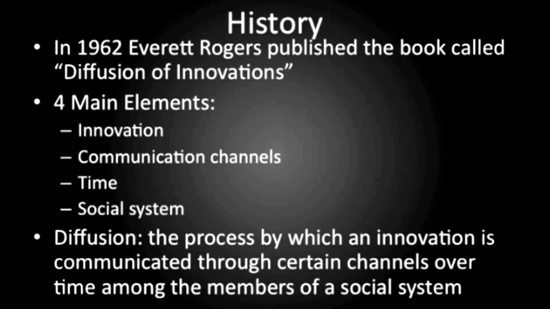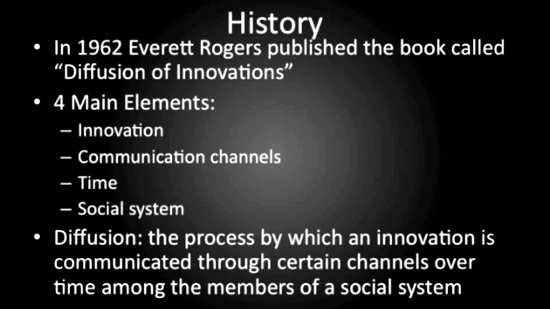The book proposed four main elements that influence the spread of a new idea. Those including innovation, which is an idea, a practice, or an object that is perceived as new by an individual or other unit of adoption. Communication channels, the means by which messages get from one individual to another. Time, which is the innovation decision period, or the length of time required to pass through the innovation decision process. And last but not least, social system, which is a set of interrelated units that are engaged in joint problem solving to accomplish a common goal.